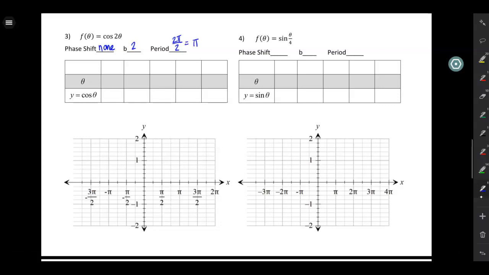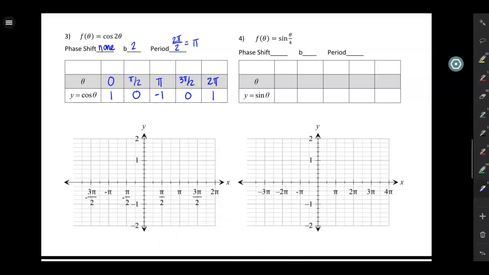Okay, so let's go ahead and fill in our parent function table. And I'm doing cosine, so make sure I grab the right parent function values. Now again, we're not changing any of the y values because changing the phase shift and the period is going to change what's happening horizontally with the graph, but it doesn't change anything about moving the graph up or down. So the y values are going to remain the same.